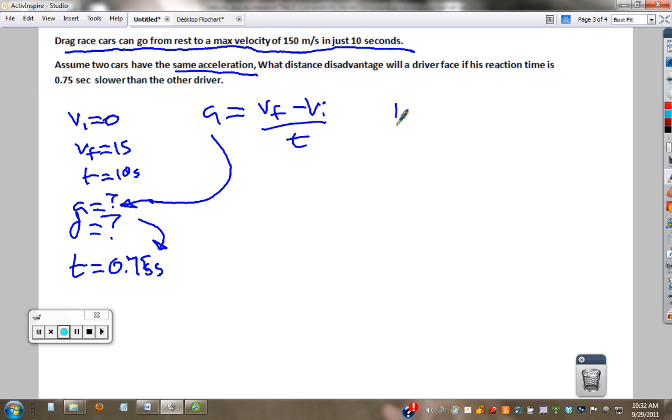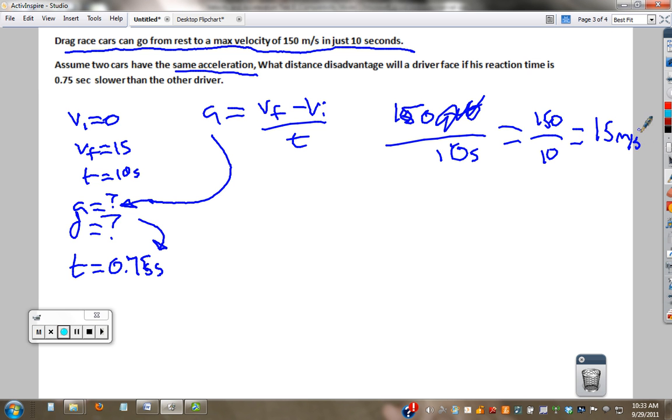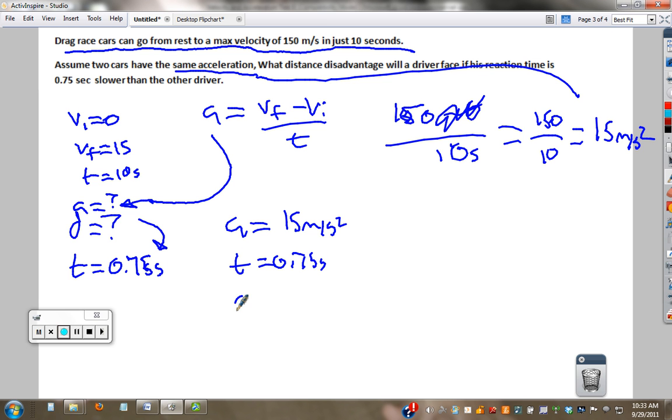V final, 150 minus 0 divided by 10 seconds equals 150. The 0 is gone, divided by 10. So it's accelerating at 15 meters per second squared. So we know both cars have the same acceleration. A equals 15 meters per second squared. T equals 0.75 seconds. Find the distance.